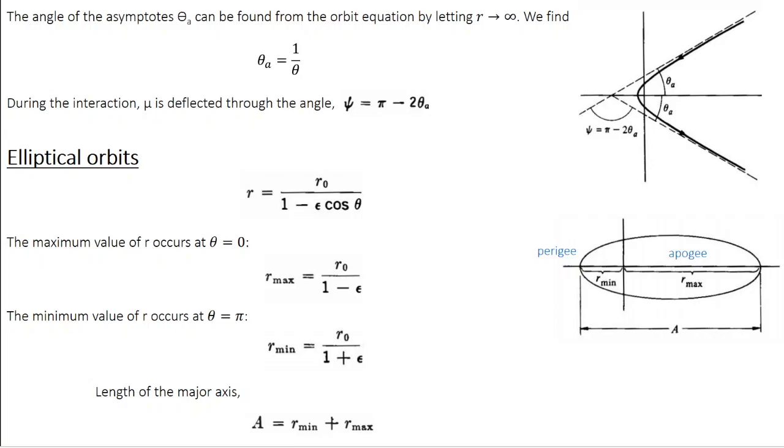For example, if you consider the motion of moon around Earth, the orbit of moon is an elliptical orbit, and here R minimum corresponds to the point of closest approach, and this distance is known as perigee. And R max corresponds to the point of farthest approach, and this distance is known as apogee. And from this figure you can note that the length of the major axis A equal to R minimum plus R maximum.